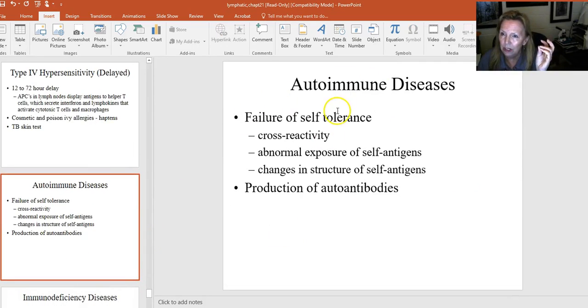So autoimmune diseases is when your own immune system attacks your own cells, self-antigens. It can happen because of cross-reactivity, like I just suggested: you got a virus, you made an antibody to it like you were supposed to, but your antibody structure was so specific that it actually started interfering with your own self-antigens. Or it can be an abnormal exposure to self-antigens or a change in your self-antigens.